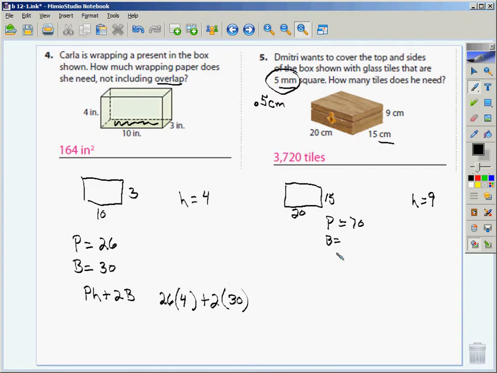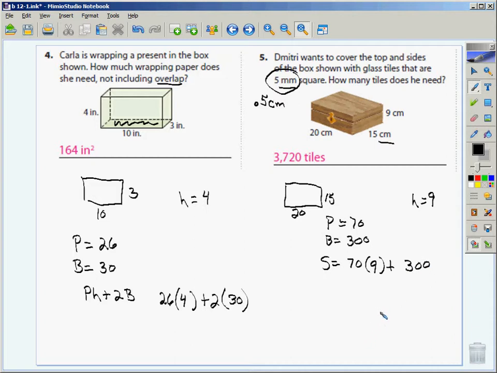Okay, so the base area we'd find by taking 20 times 15. This would be 300. Okay? Then the surface area of this would be P times H plus 2B. But do I want to cover all of those bases? So how many B's am I going to add? Instead of adding both of them, I'm only going to add one of them because I don't want to cover up that bottom.